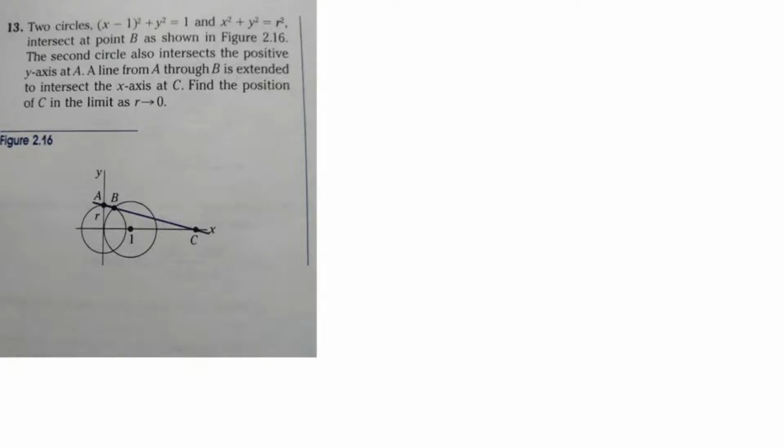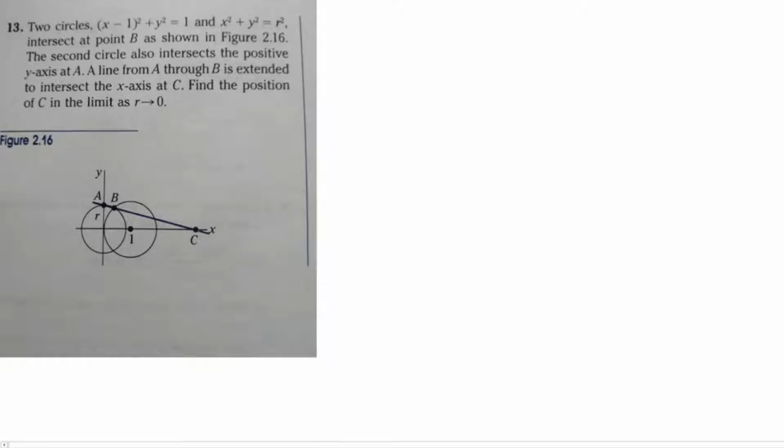We have two circles, (x − 1)² + y² = 1, and then x² + y² = r². They intersect at this point B here, and A is the y-intercept of the circle x² + y² = r². And so we extend this line going from A through B, and that intersects the x-axis at C.